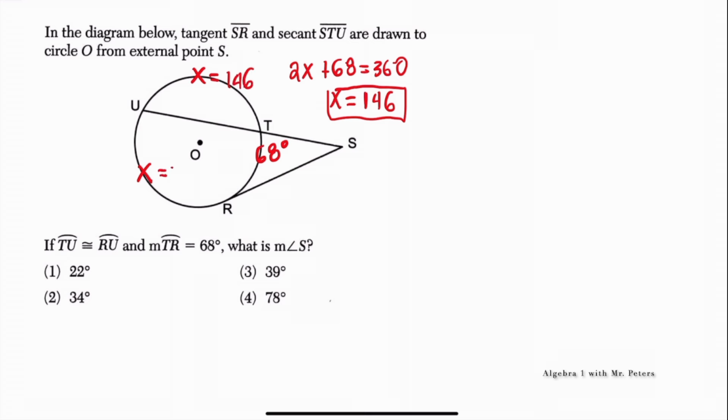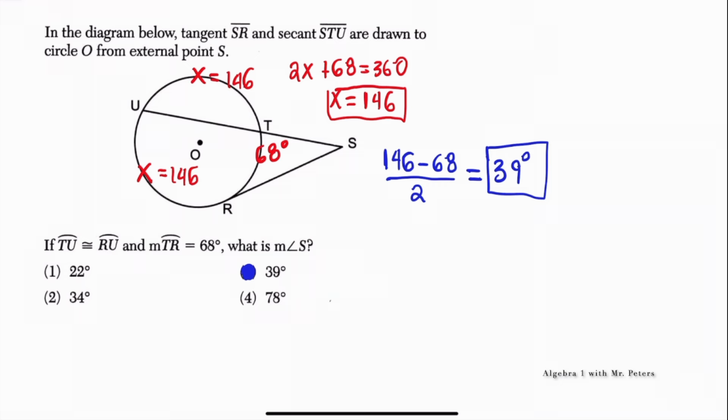They're equal to 146. Now that we've done that, we just need to now use the difference of an arc formula. So we're going to take the larger arc, subtract the smaller one, and divide by 2. So we have 146 minus 68 divided by 2. And when we simplify this expression, family, what we're going to get is 39 degrees. So in a problem like this, our answer choice is going to be number 3, and this is how you would correctly solve.